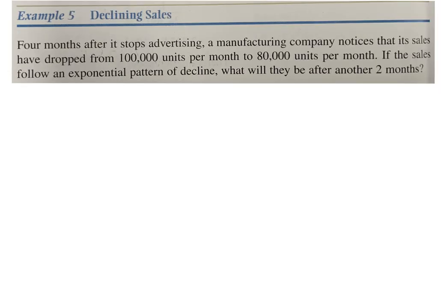4 months after it stops advertising, a manufacturing company notices that its sales have dropped from 100,000 units per month to 80,000 units per month. If the sales follow an exponential pattern of decline, what will they be after another 2 months? All right. In this case, I really have everything except the k that I need here.